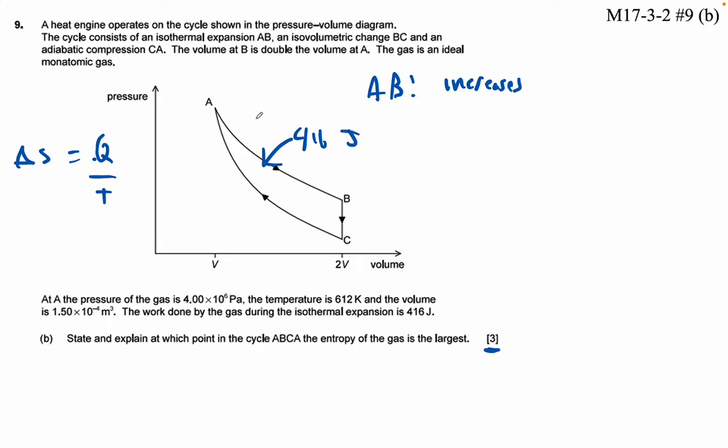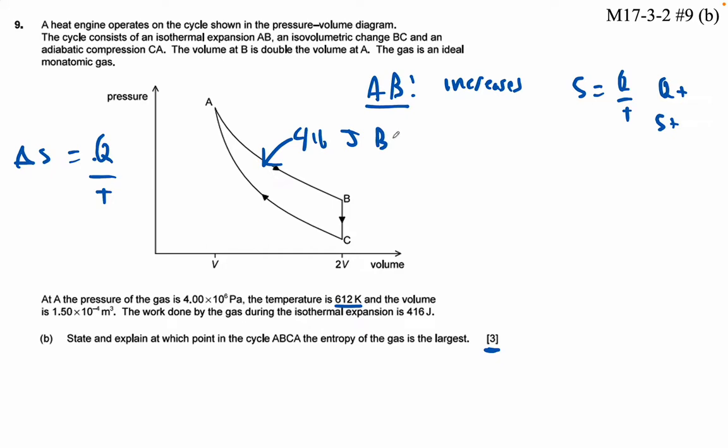And then, of course, we could even calculate. It's one of the few processes where we could actually calculate the entropy, right? Because the temperature stays constant at 612 kelvins, right? But they're not asking us to calculate it. We just make an argument here. So from A to B, S increases, and that's because S is Q over T, and Q is positive, so therefore S is positive, okay?